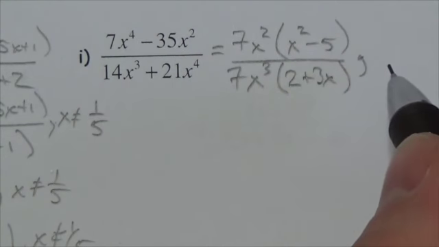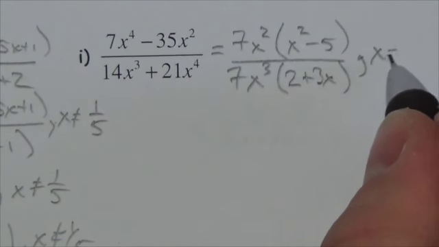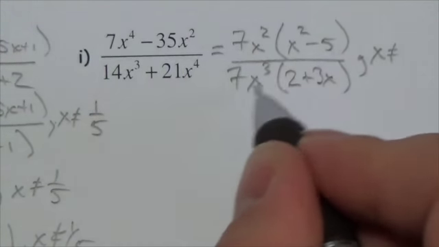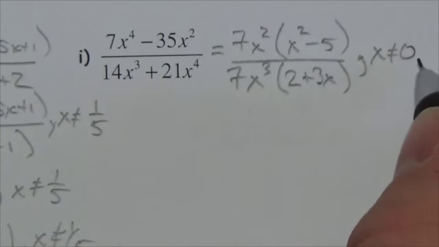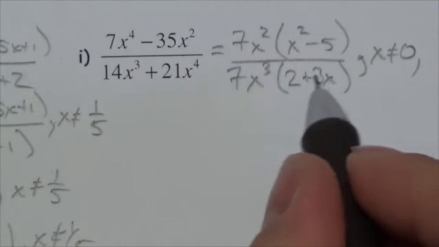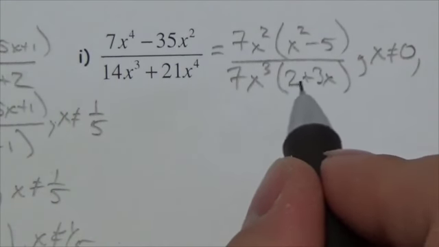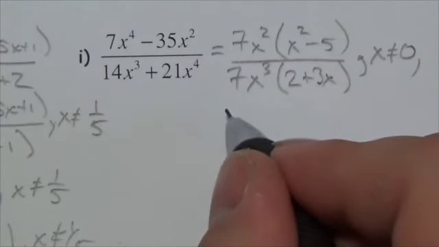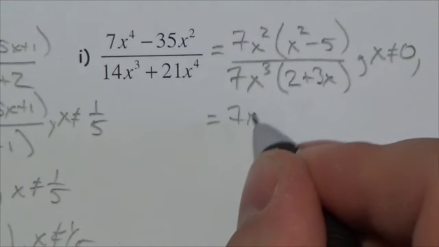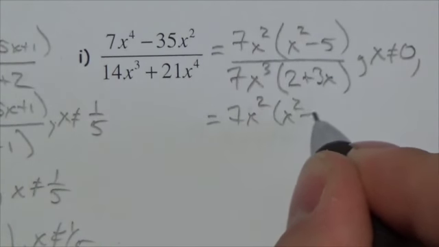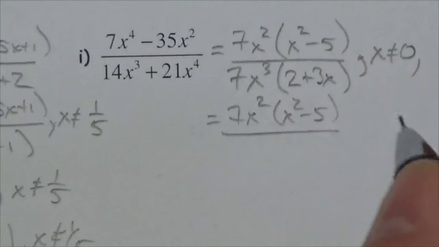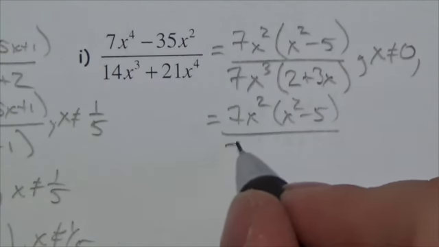Okay, now, state the non-permissibles. Okay, well, because x shows up as its own factor there, x can't equal 0. And then in addition, now this doesn't quite look right. Something about that looks a little bit wrong here, so I'm gonna rewrite this. This will be 7x squared, x squared minus 5. Now this kind of looks like a difference of squares, but 5 isn't a perfect square.